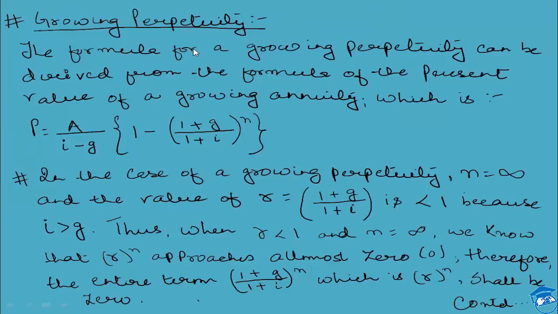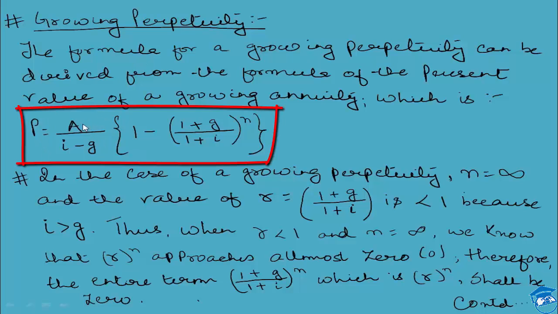Now let's come to the growing perpetuity. The last case we discussed was the case of an ordinary annuity which was moving towards perpetuity. Right now let's take up a condition wherein we are required to derive the formula for the present value of a growing perpetuity. Let's try to derive the formula of the present value of a growing annuity which is moving towards infinity or perpetuity. Now students, we all know that the present value of a growing annuity, PVGA, is represented by P is equal to A upon (I minus G), within curly brackets 1 minus, within small brackets, (1 plus G upon 1 plus I) raised to the power n, curly brackets closed.